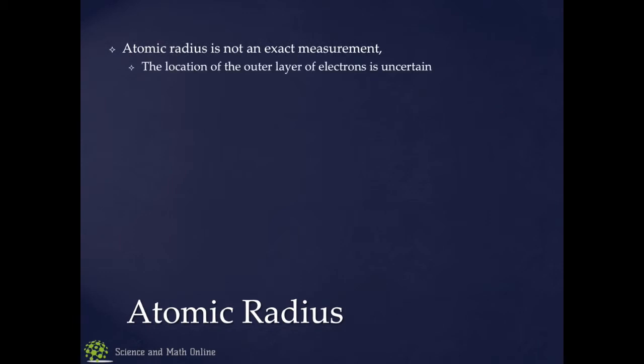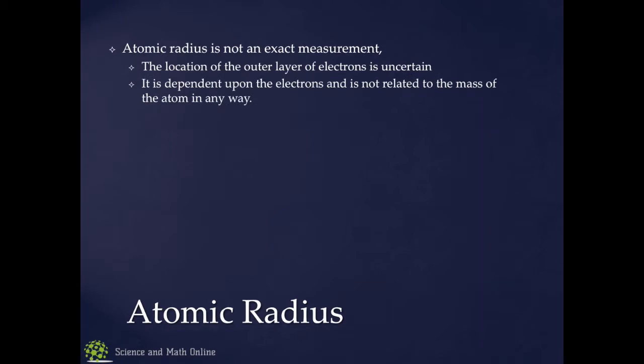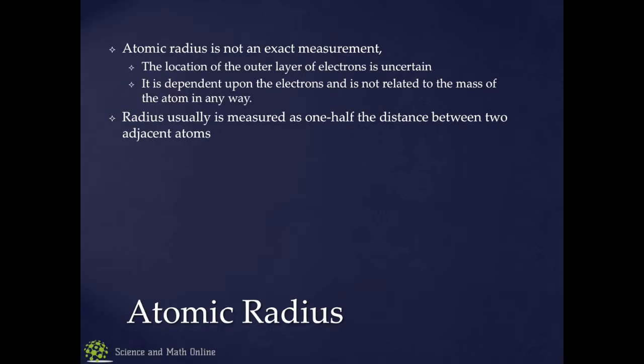All right. Atomic radius. This is not an exact measurement. Kind of as we've dealt with already in quantum, electrons aren't exactly certain where they are. So it is dependent on electrons, not related to the mass in any way. It's all about electrons. So heavier atoms are not necessarily bigger. So it's usually measured as half the distance between 2 adjacent atoms. That's kind of how they can figure out where the nuclei are pretty well.